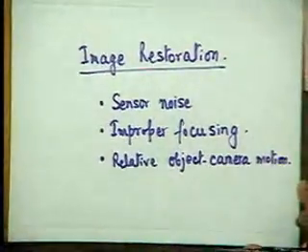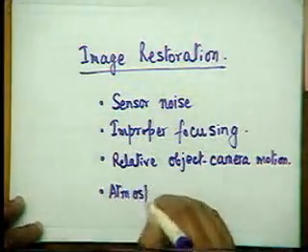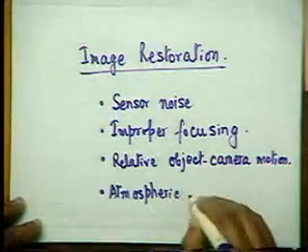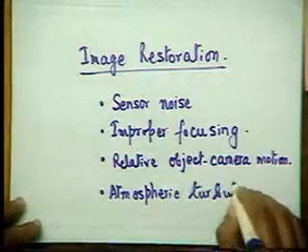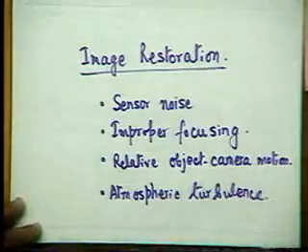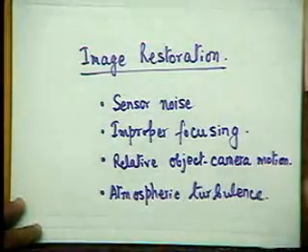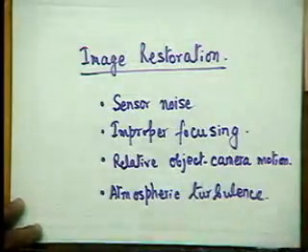Okay, now what else? We can also state that one of the causes for degradation in many of the sensor images is atmospheric turbulence. And as I was telling you yesterday while talking about transform domain filtering, we also discussed the inverse Gaussian. Now, why did we take the inverse Gaussian function? Simply because atmospheric turbulence can normally be modeled by a Gaussian blurring process.